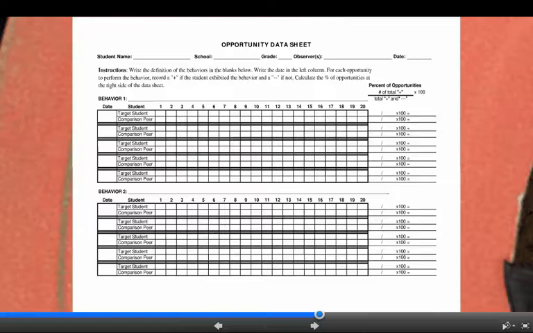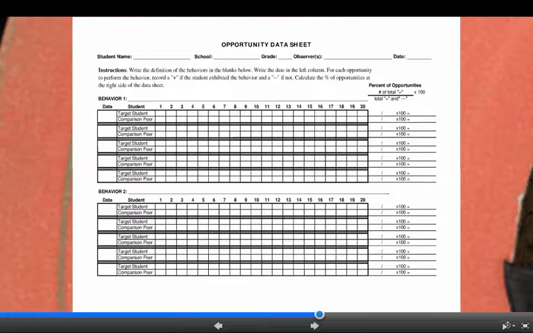So this is what a data sheet would look like. You're looking at the number of opportunities. That is always the requirement. How many opportunities were there for the individual to actually respond appropriately? And then of those opportunities, how many responses, correct responses, for example, did you actually get?